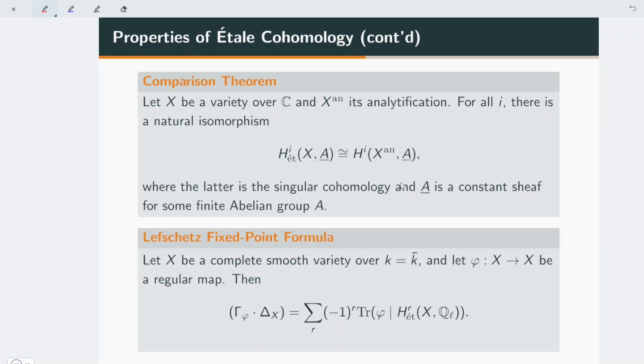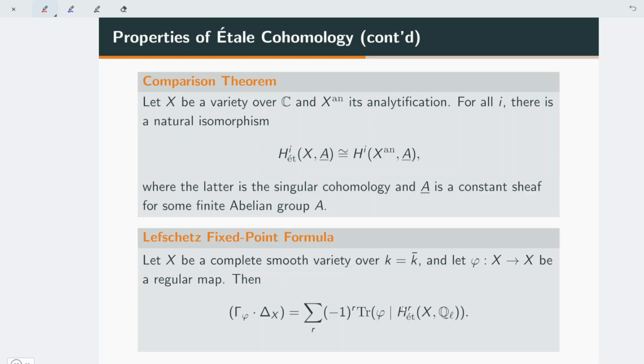Okay, another important theorem, the last one we'll look at for now, is called the Lefschetz fixed point formula. So if X is a complete smooth variety over an algebraically closed field K, and we have some self-map phi, which is also regular on X, then we have this formula. So on the left-hand side, gamma phi is the graph of phi, and delta X is the diagonal on X. So this product on the left is basically counting the number of fixed points of the map phi, so the points in X that are not moved.